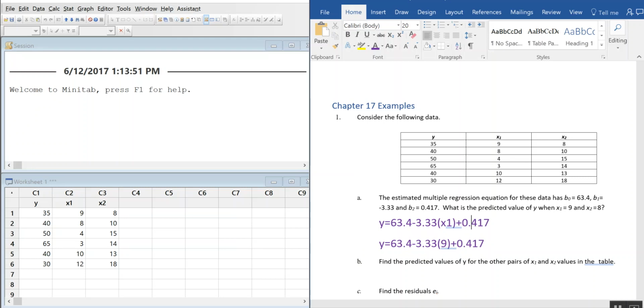Is there a reason why I didn't write x2 here? That's crazy pants time. Oh well, too late to fix it.